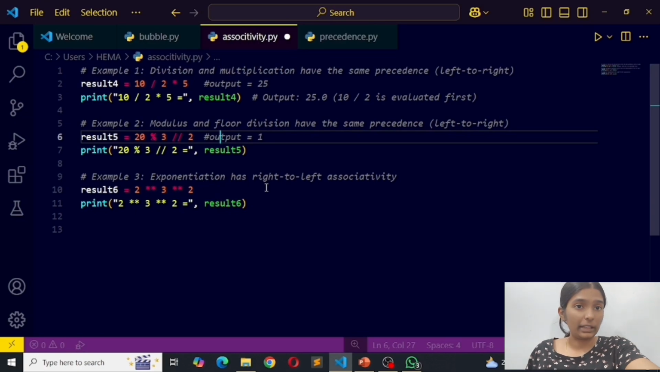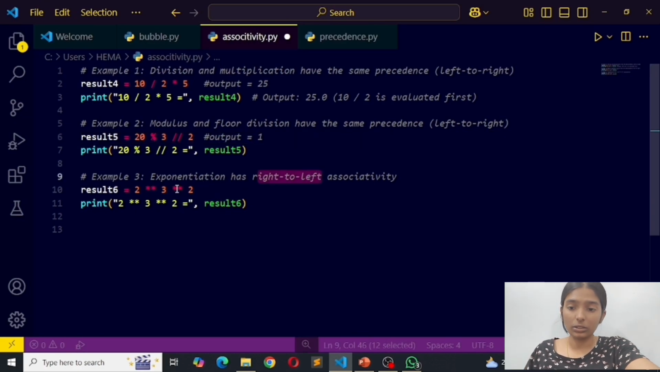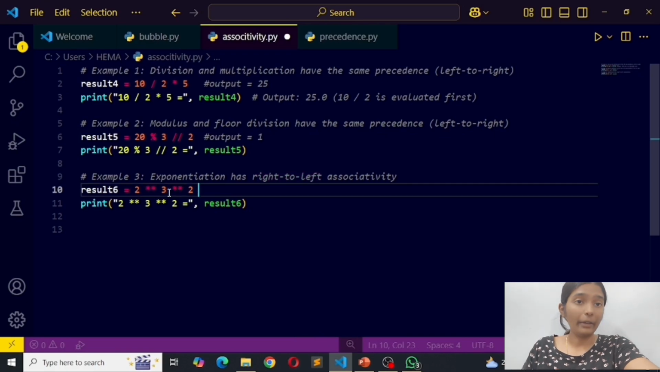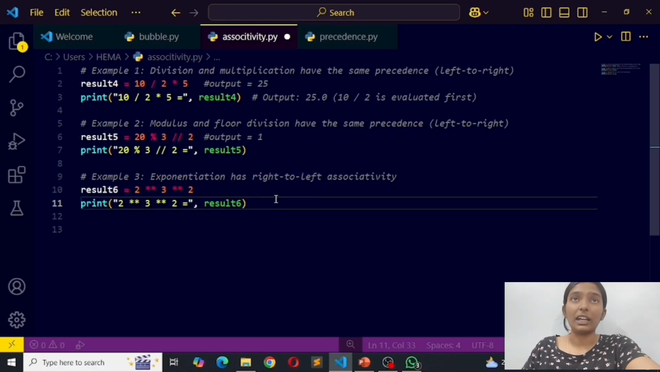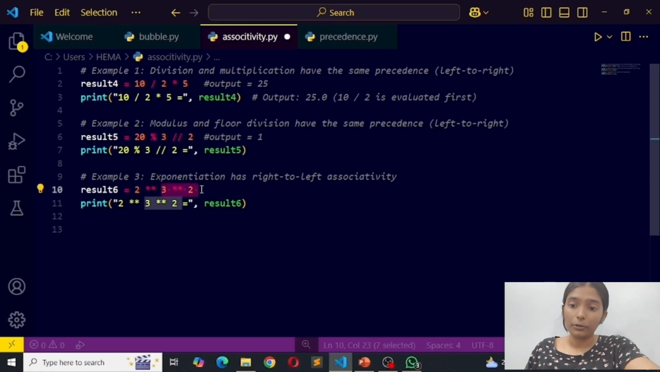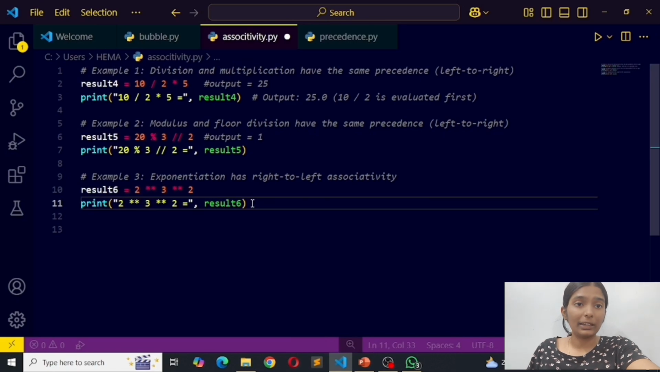Now when we look at the third example, we have exponentiation. This has right to left associativity. Here we have two exponent operators which have the same precedence, but exponentiation has associativity from right to left. Hence, first we need to look at 3 exponent 2, which is 3 square, that is equal to 9. After that, 2 exponent 9 gives us the output 512.